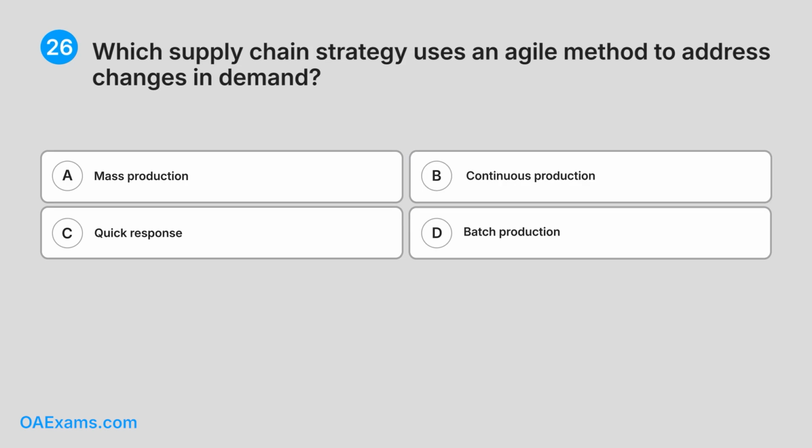26. Which supply chain strategy uses an agile method to address changes in demand? A. Mass production. B. Continuous production. C. Quick response. D. Batch production. Do you know the answer?